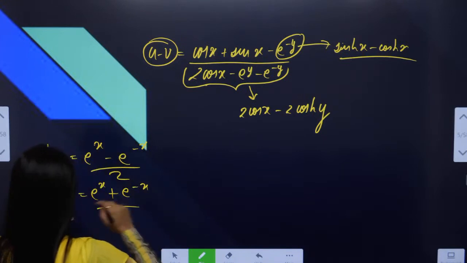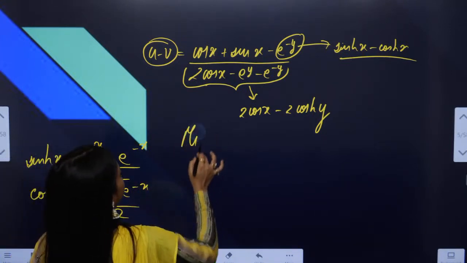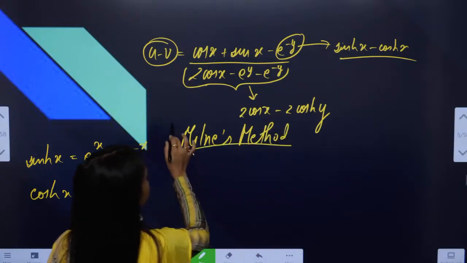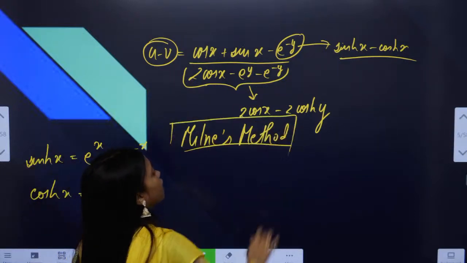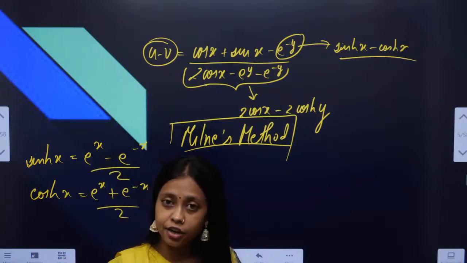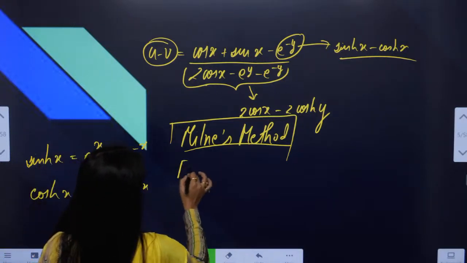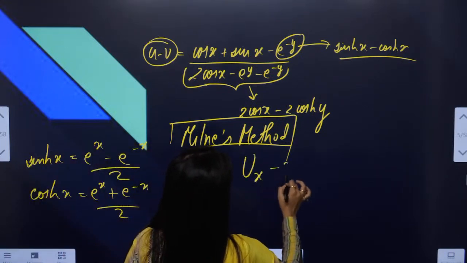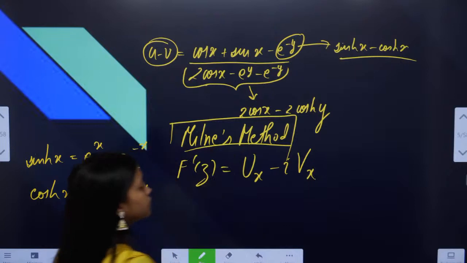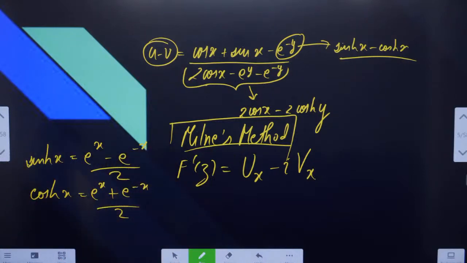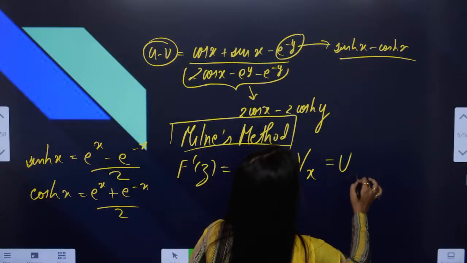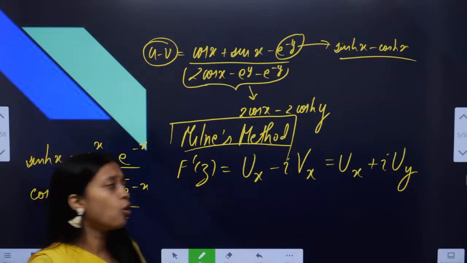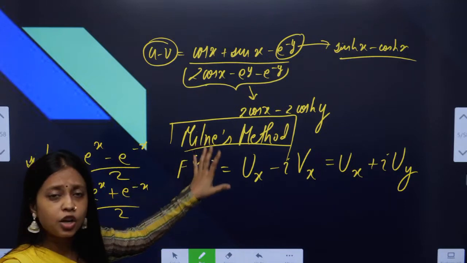We have Milne's method, right? If you know this is the analytic function, basically you know f dash z, what is that? That is ux minus iota times vx, right? And that vx can be written as ux plus iota uy. So basically you don't need to perform all those CR equations here.